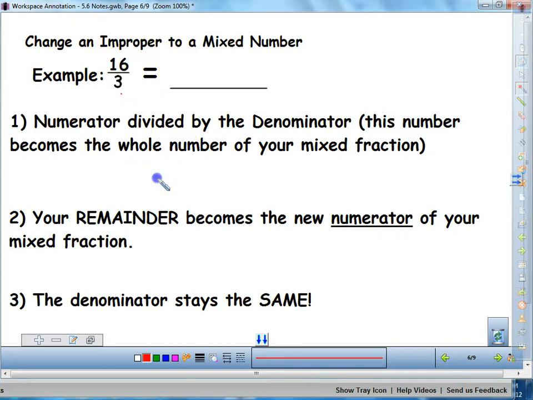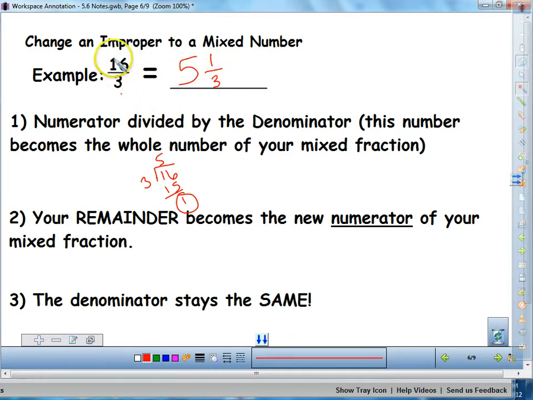So that's when we say 16 divided by 3 is 5. So this becomes the whole number part of our mixed fraction. 3 can go in there 5 times, we said, without going over. And then what would be my remainder? When I take 3 out of 16 5 times, I have 1 left over, right? Because that would have been 15. 16 minus 15 is 1. That remainder, this 1, now becomes the numerator part of our fraction, and my denominator stays the same. So 16 thirds is equal to 5 and 1/3.